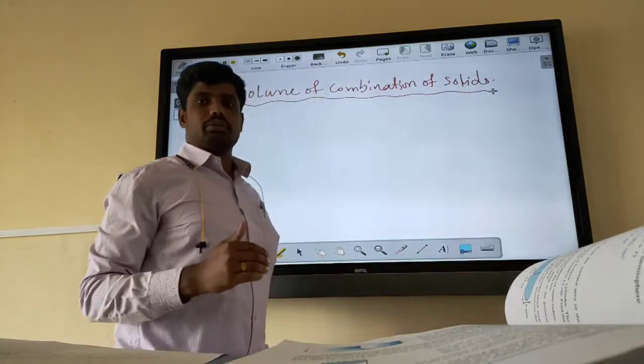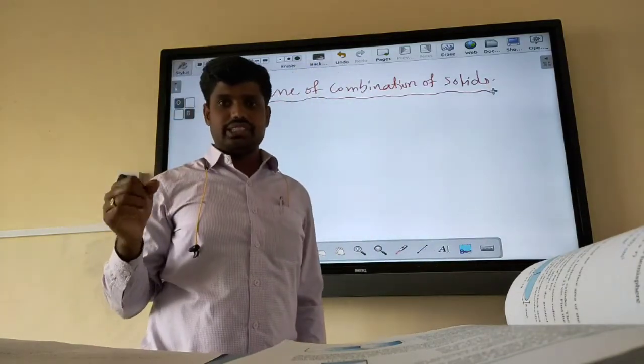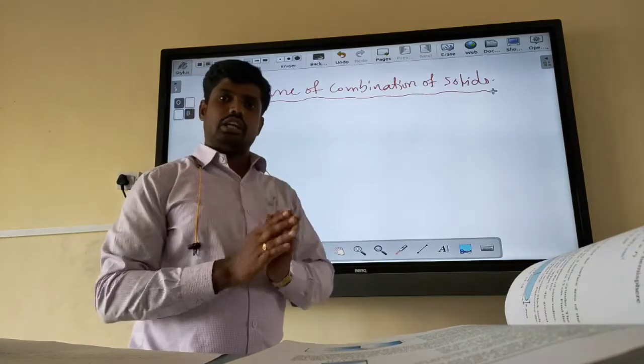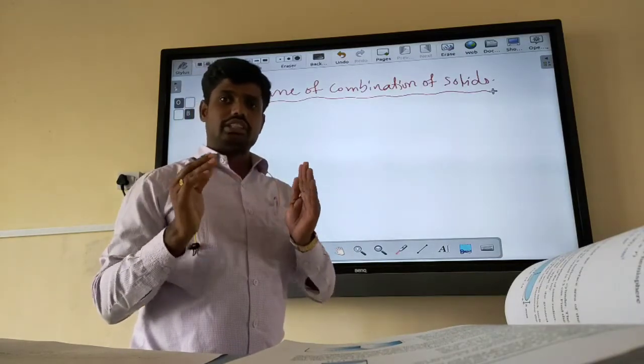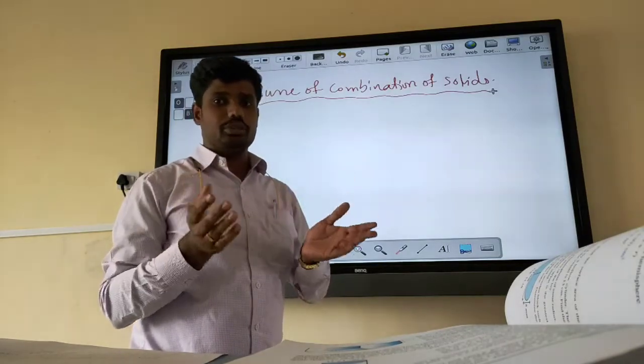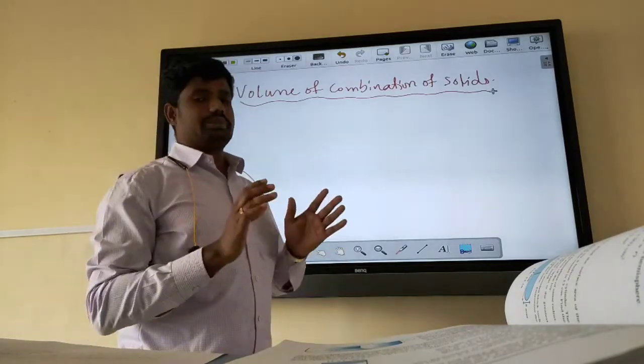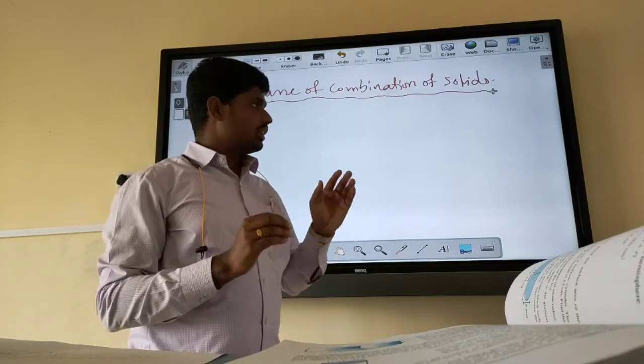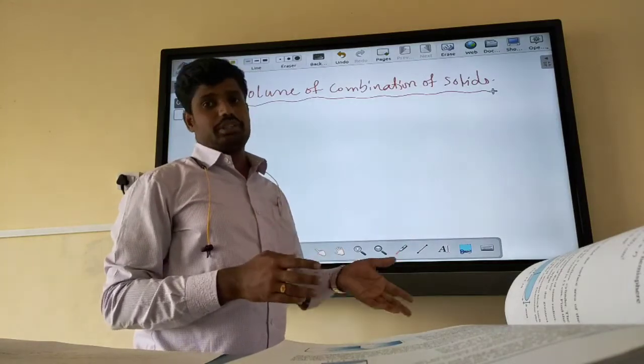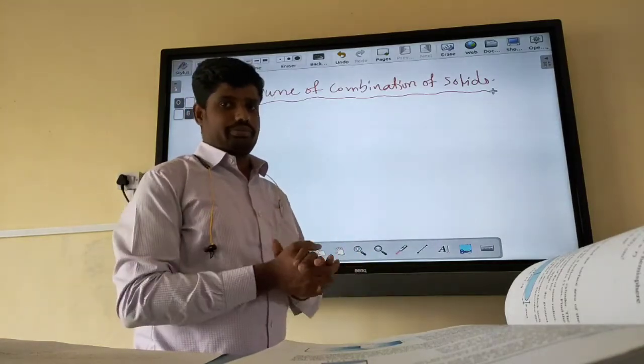First, let us discuss the meaning of volume. Any one solid figure, how much space it occupies, that space is called its volume. Once again, children, the space occupied by a solid figure is its volume.